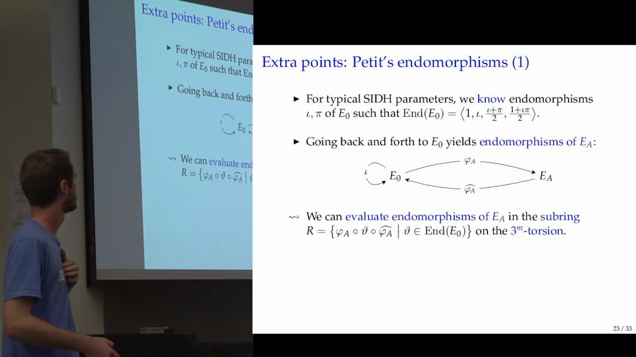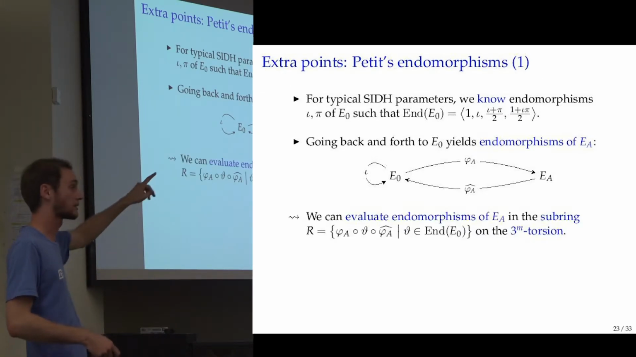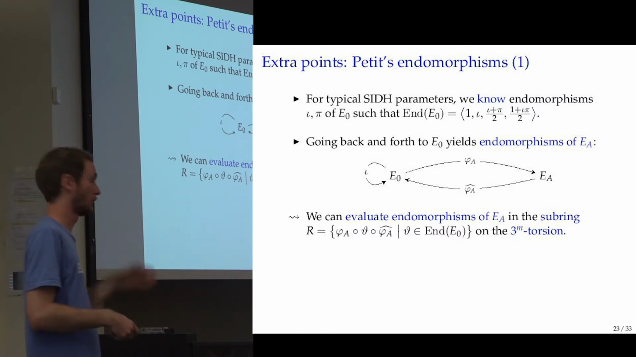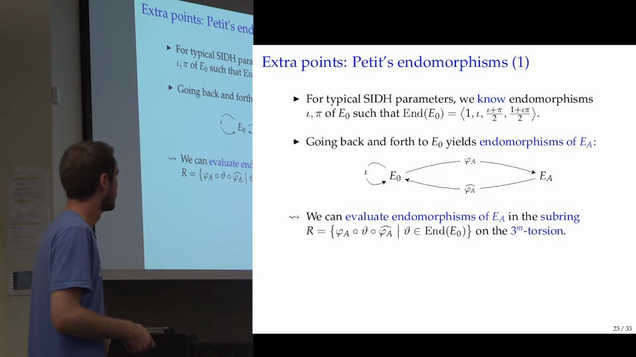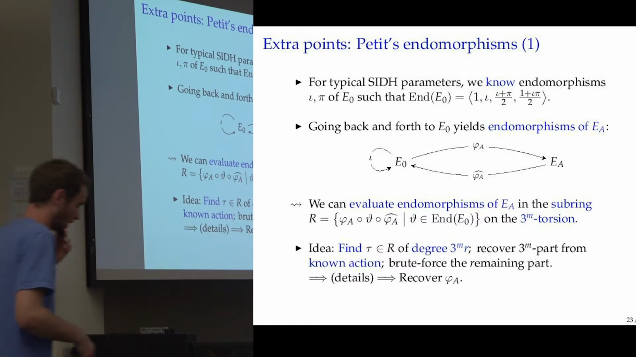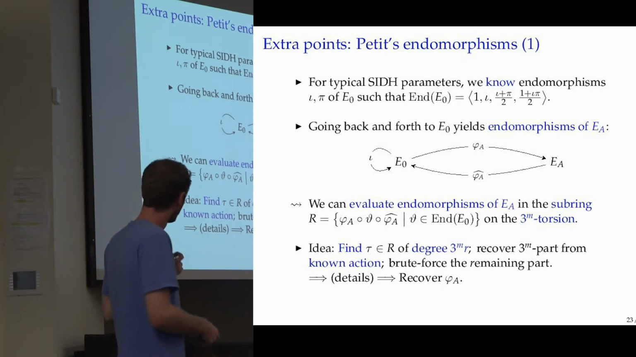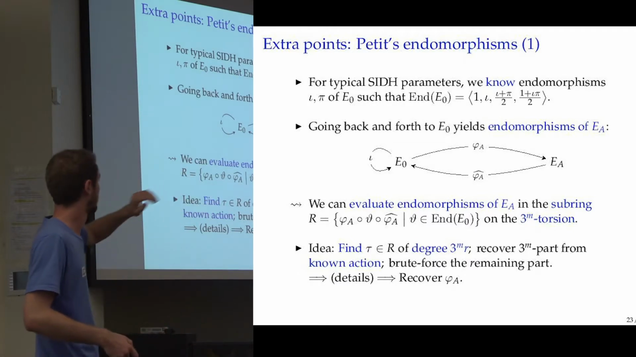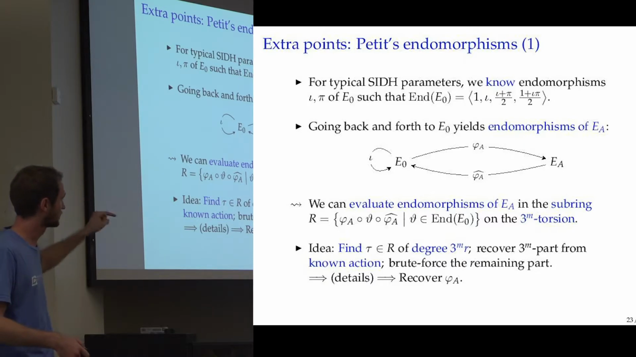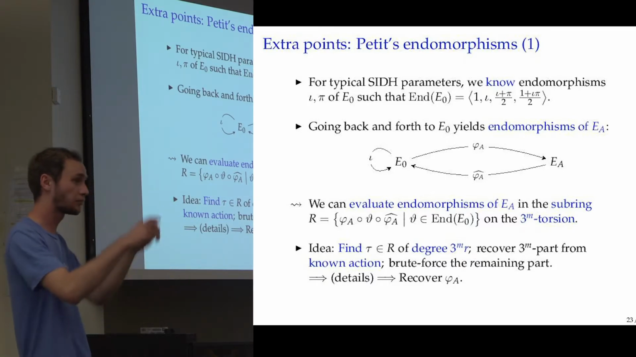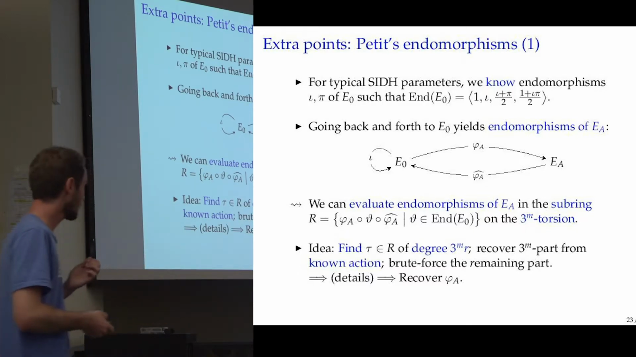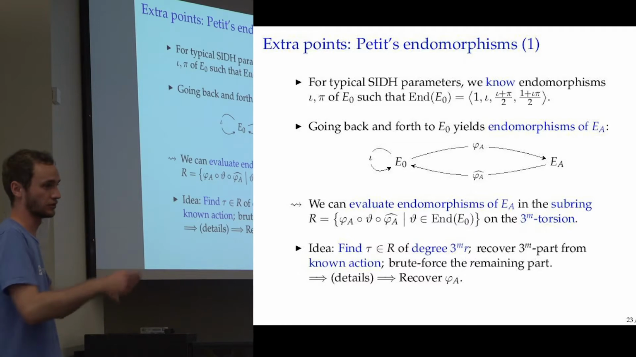Because we know how phi A acts on a specific subgroup of E8 and E0, we can evaluate this efficiently on that subgroup. The crucial idea in Petit's paper is that if you find an endomorphism of this form, where you go back and forth, that has a specific degree divisible by the size of the subgroup we can evaluate it on, you can recover that part of the map by looking at the known action that Alice has published. Then there's some remaining part that you have to run a brute force computation on.